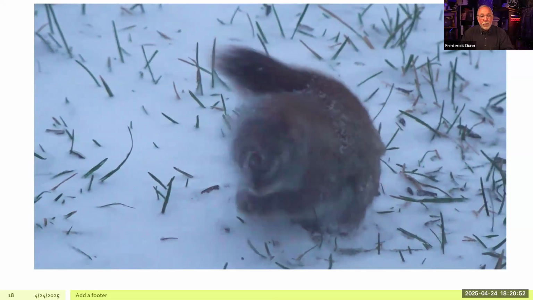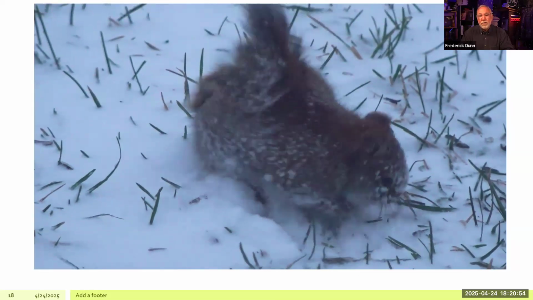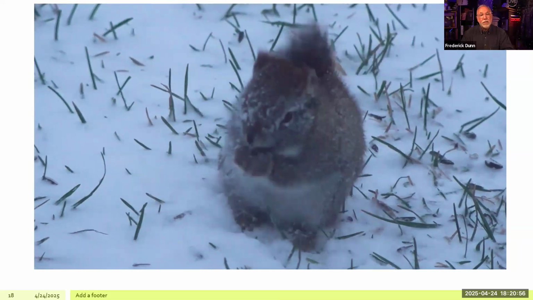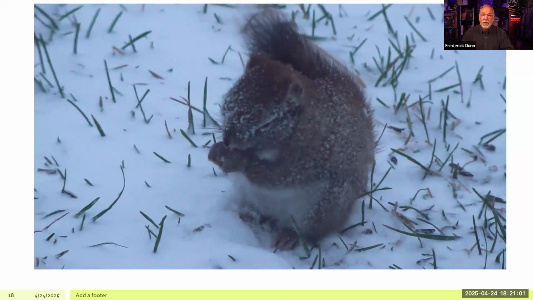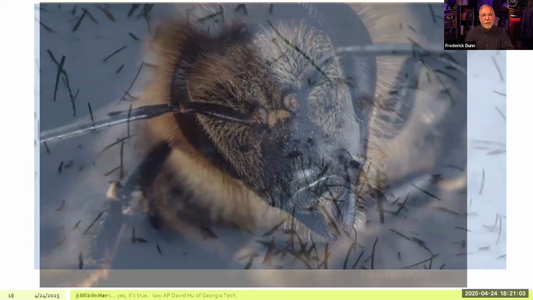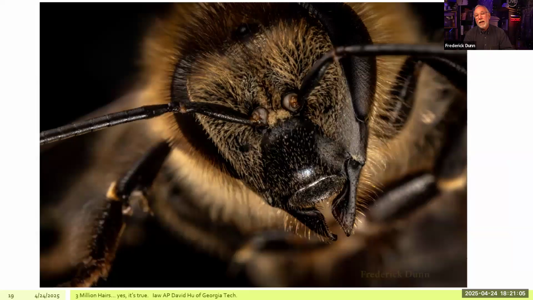Hairs are important for a lot of reasons, but this squirrel, if I told you the truth, it would sound like fiction, has about 3 million hairs. What does that have to do with the honeybee? Well, the honeybee also has 3 million hairs on its body. We owe that to Associate Professor David Hu of Georgia Tech, where they count hairs.